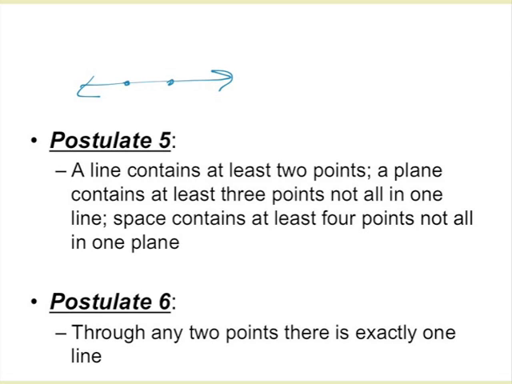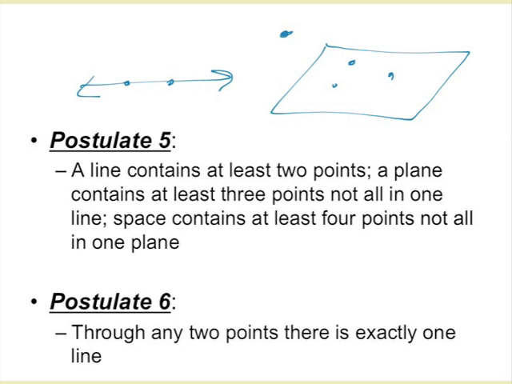Then it says a plane has at least 3 points that are not all in one line. So I've got a plane and it's got 3 points that aren't in a line. Then space has 4 points that are not all in one plane. So if I bring in a 4th point, that now covers everything.